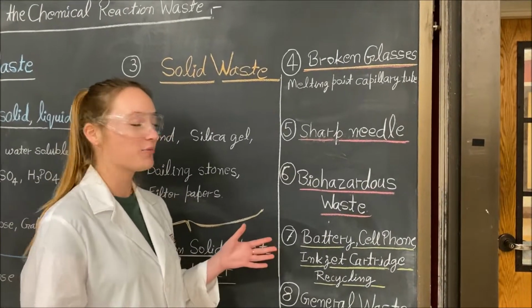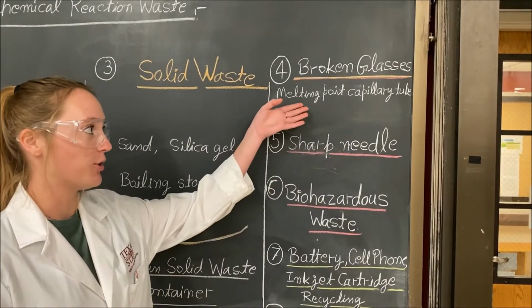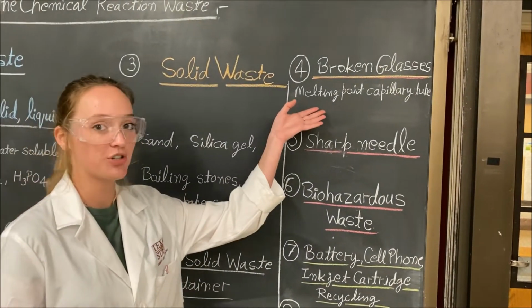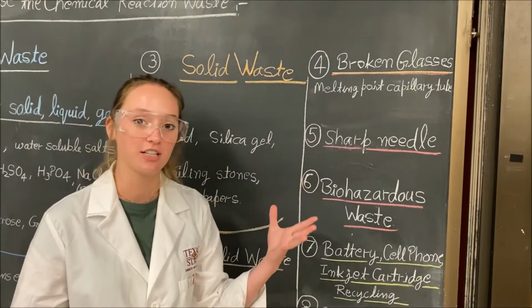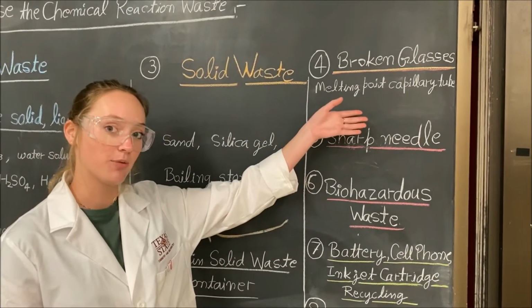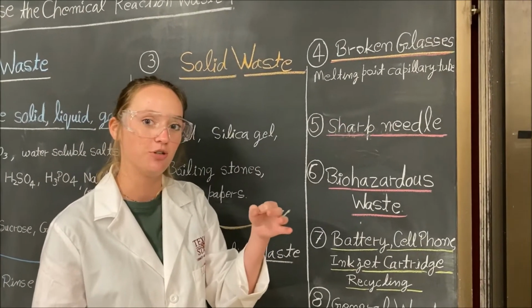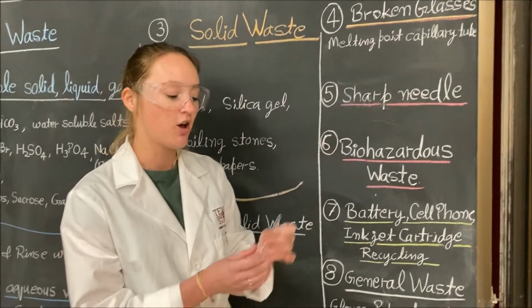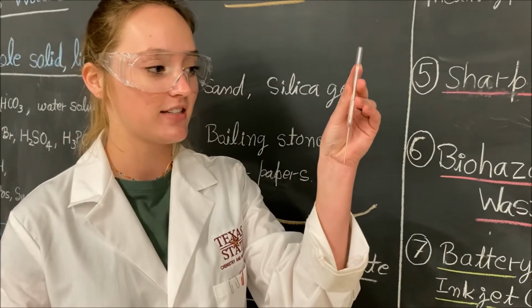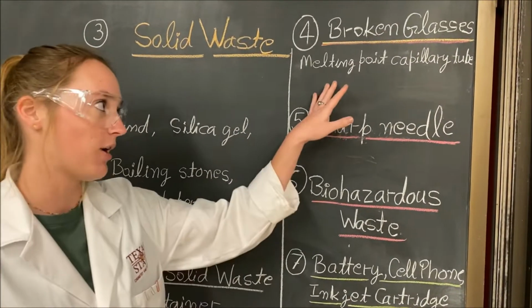Okay, some other wastes you may encounter while you're in lab include broken glass waste. So anytime glass gets broken in the lab, you'll throw it in the broken glass box. Other things that go in the broken glass waste are melt point capillary tubes, which are little glass tubes you use to do a melt point analysis, or little glass pipettes like this that are disposable, one-time use, and you'll throw them in the broken glass box.